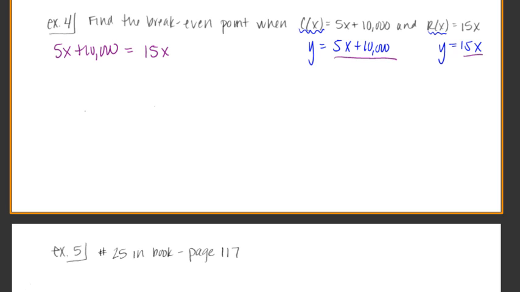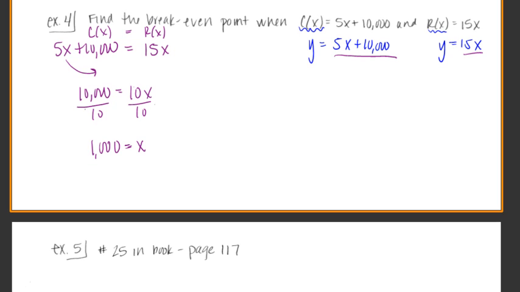And remember, by definition, break-even point in business terms is when your cost equals your revenue. Well, C of x is 5x plus 10,000 and R of x is 15x, so just another way of looking at it. All right, let's finish solving this out. So let's bring maybe that 5x over. We get 10,000 is equal to 15 minus 5 is 10x. Divide through by 10, and we get x to be 1,000.